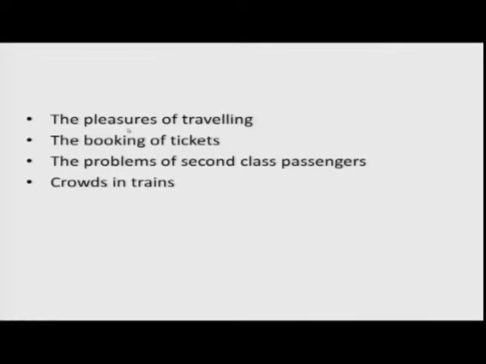So, here are options. Let us look at these options. So, the original text, is it about the pleasures of traveling, the booking of tickets, the problems of second class passengers, or crowds in trains?